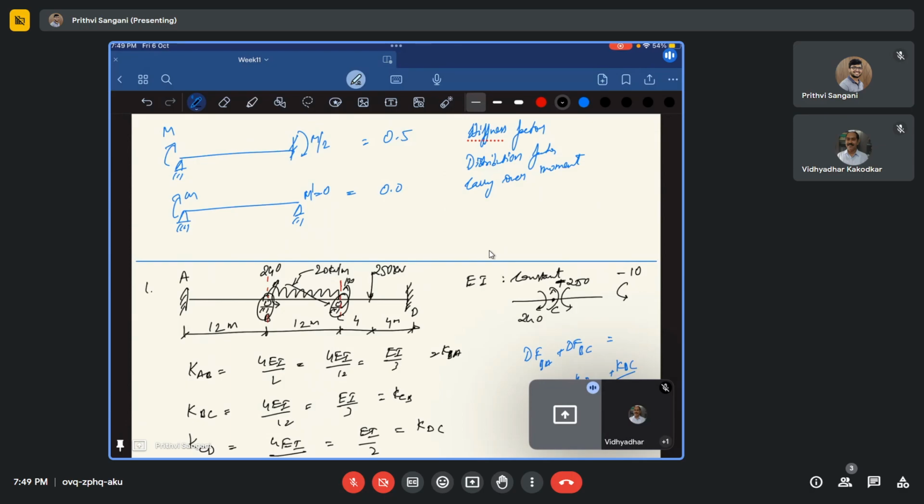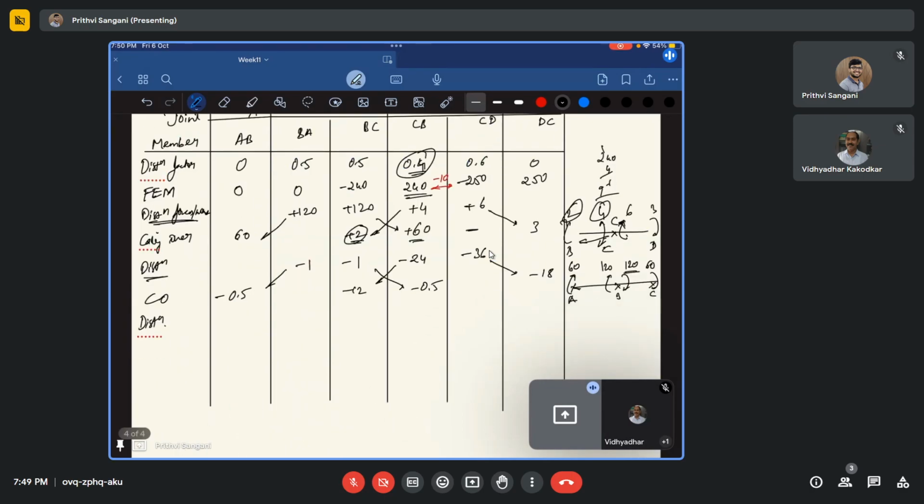So BC and BA. So what is happening at BC? BC now it is minus 12, right? So minus 12, I need to apply positive 12 moment. So if I apply positive 12 moment, how is it going to distribute? 12 by 2, which is 6 and 6. So plus 6 in BC and plus 6 in BA.